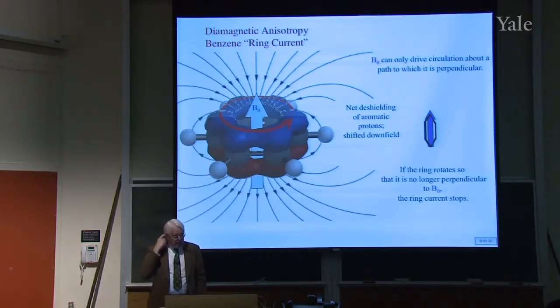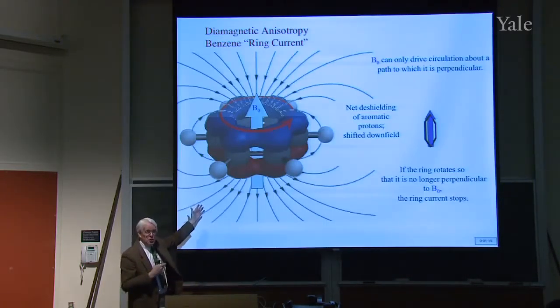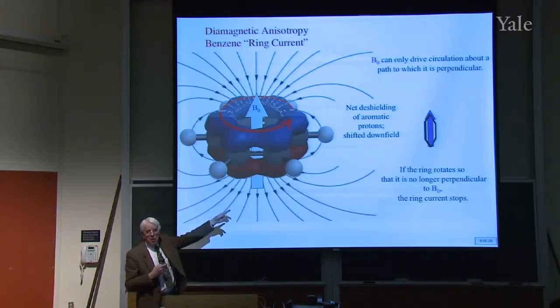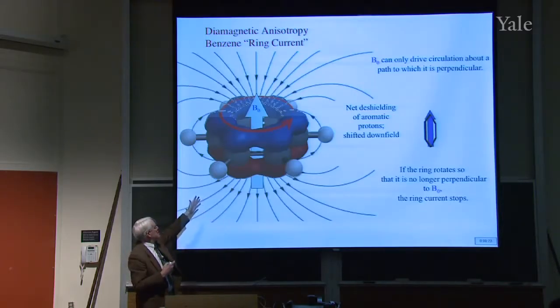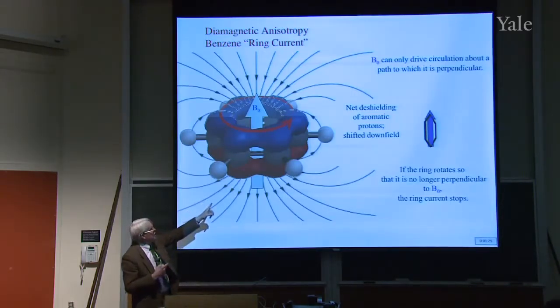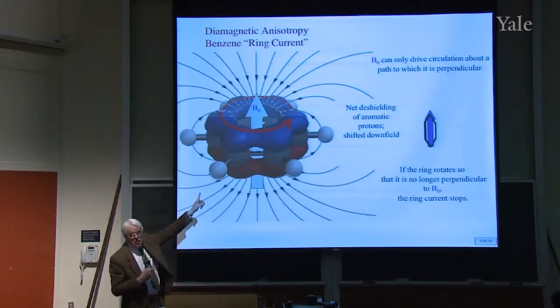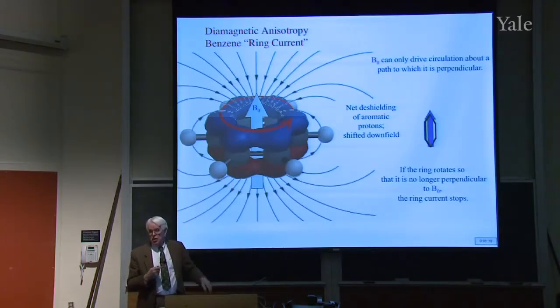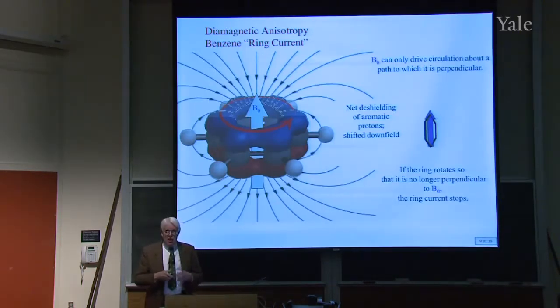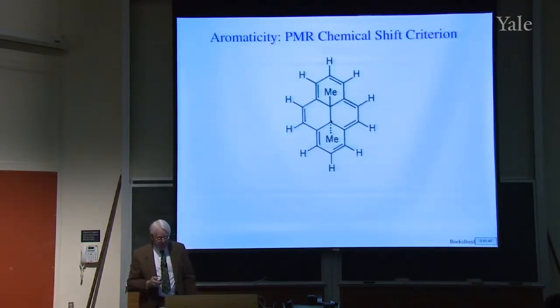So it's a net de-shielding. The orientation shown here is the one that dominates, where the field is big, where the circulation is big. It's not big when you turn it the other way, so this one wins. And notice, this one reinforces the applied field at the position of the nuclei we're interested in. So that means that they get shifted downfield. So that's why in benzene the protons are further downfield than you would have expected just from their being in an sp² bond, okay?